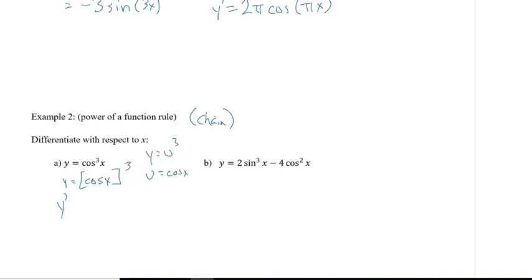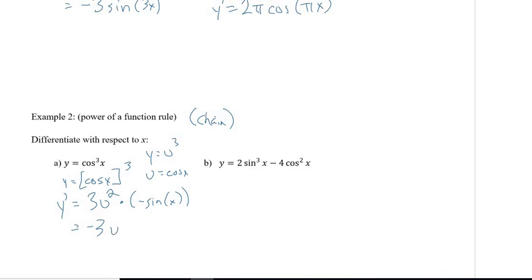So we're going to start by taking the derivative of the outside function, 3u squared, and take the derivative of the inside function, negative sine of x. So that's going to be, let's simplify that a bit.